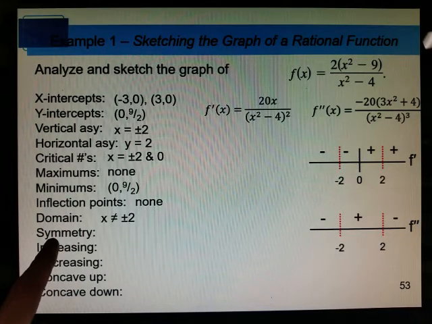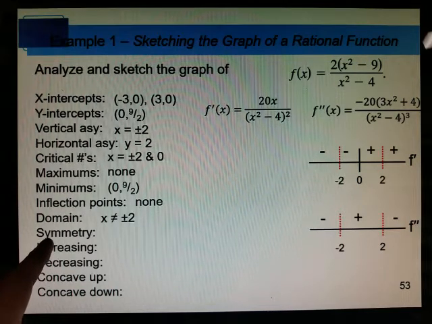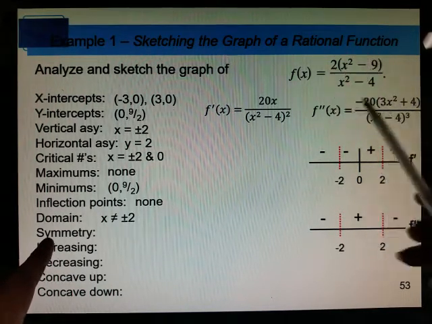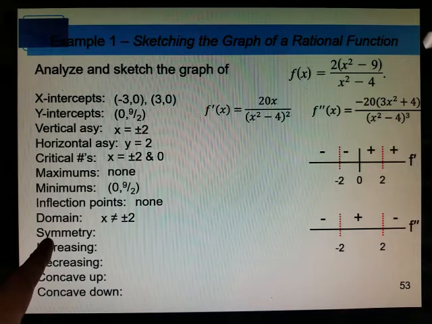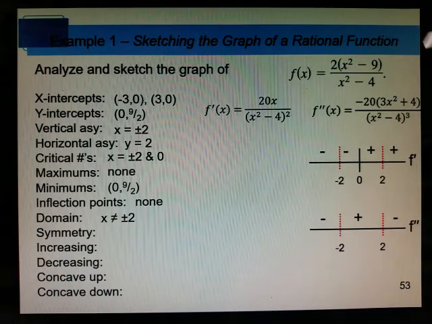All right, testing for symmetry. If I was to replace x with negative x, this function in the original would go back to the original function. So it is symmetric with the y-axis. So if you can replace x with negative x and it goes back to the original equation, it is symmetric with the y-axis. If it goes to the exact opposite of the original equation, it is symmetric with the origin.